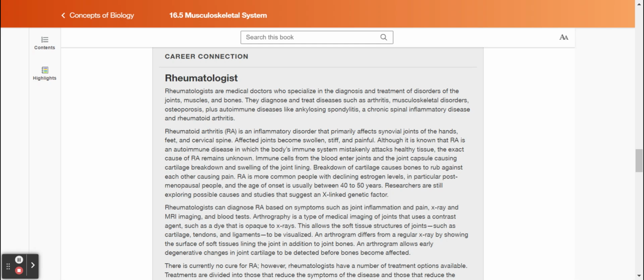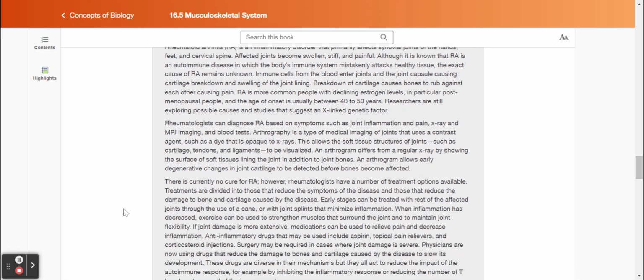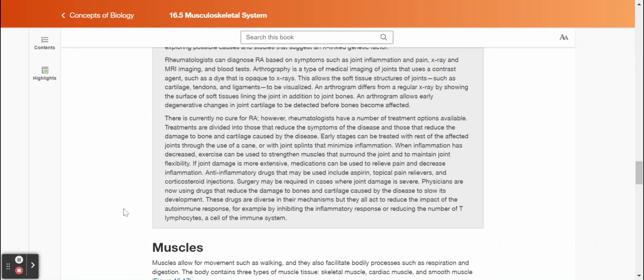RA is more common in people with declining estrogen levels, in particular postmenopausal people, and the age of onset is usually between 40 to 50 years. Researchers are still exploring possible causes and studies that suggest an X-linked genetic factor. Rheumatologists can diagnose RA based on symptoms such as joint inflammation and pain, X-ray and MRI imaging, and blood tests.